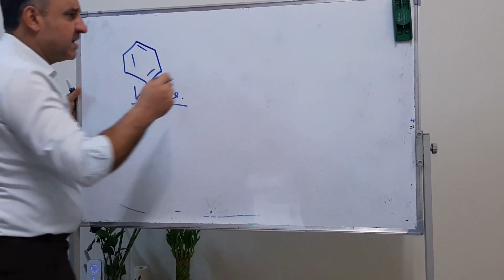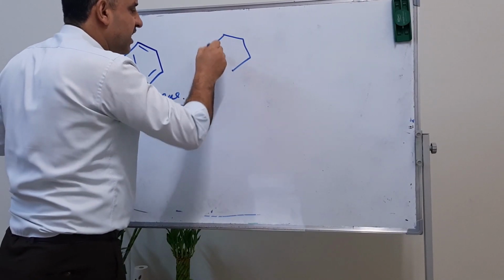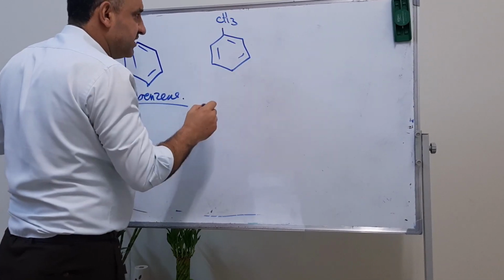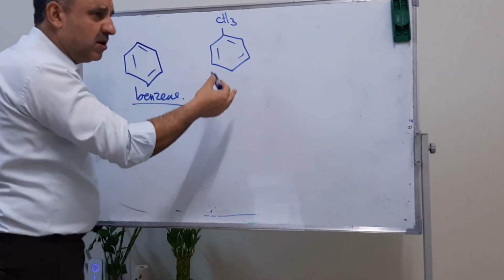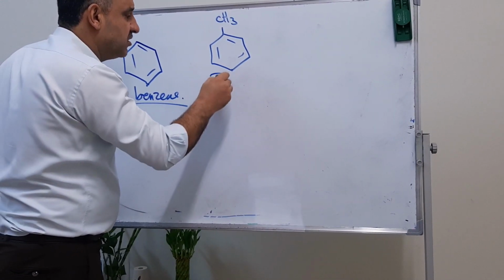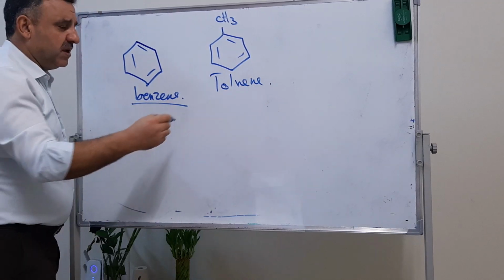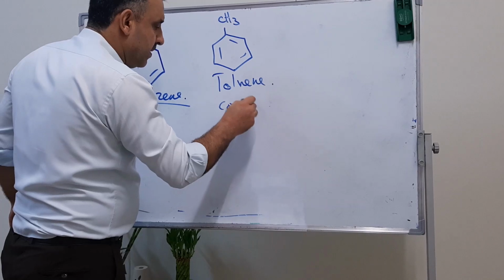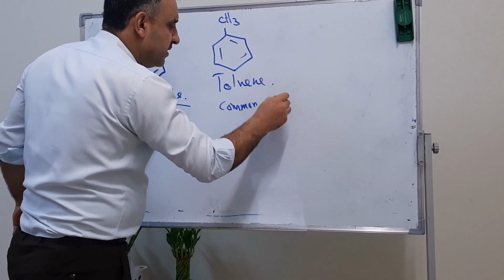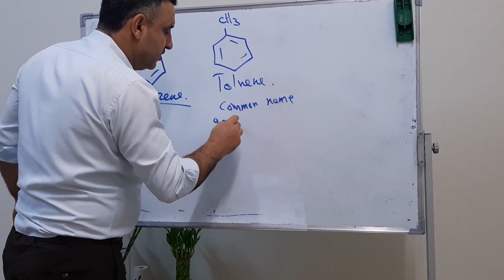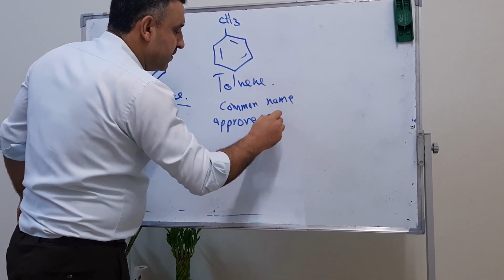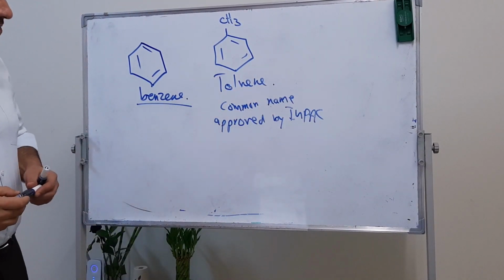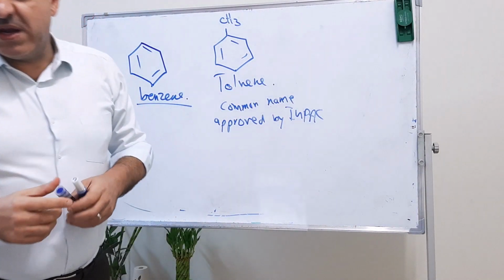Now, sometimes some substituents, when they are attached to the benzene, change the name and it becomes another name. For example, if we have a methyl on the benzene, we don't call it methyl benzene anymore, we just call it toluene. This is actually a common name, but it is approved by IUPAC. So from now on, we name it as toluene. Whenever we have a methyl attached to the benzene, we name it toluene.